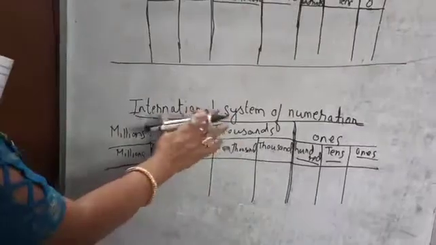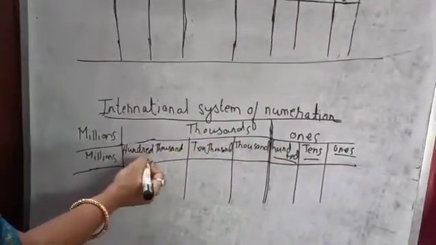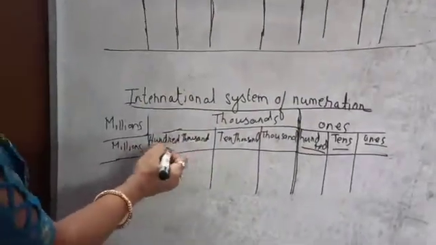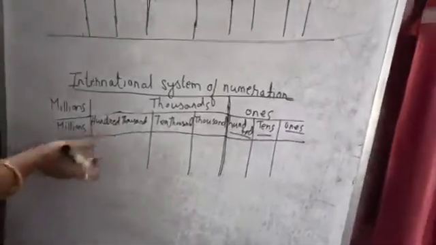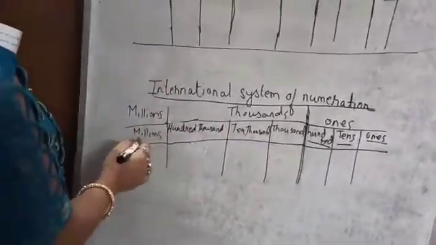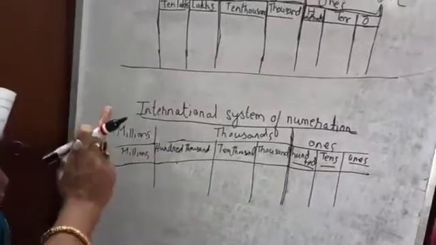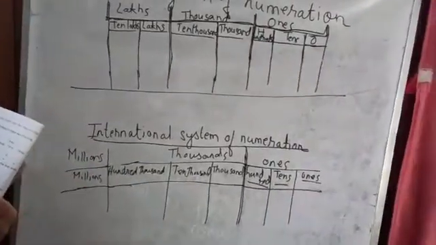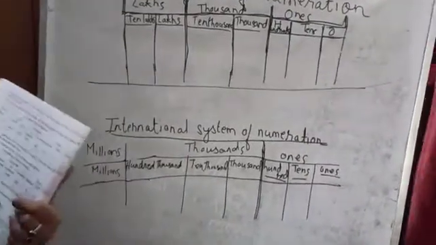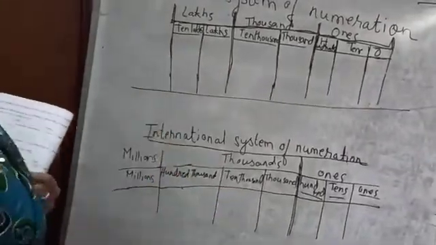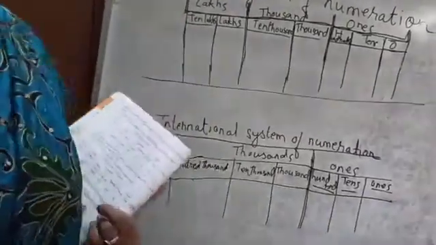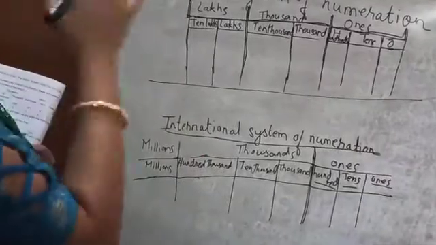For the international system of numeration, you put the lakhs place as 100,000 and the ten lakhs place you put as millions. Okay, just keep this concept clear. Then you will not mix up the international system of numeration with the Indian system of numeration. Just keep this in mind.